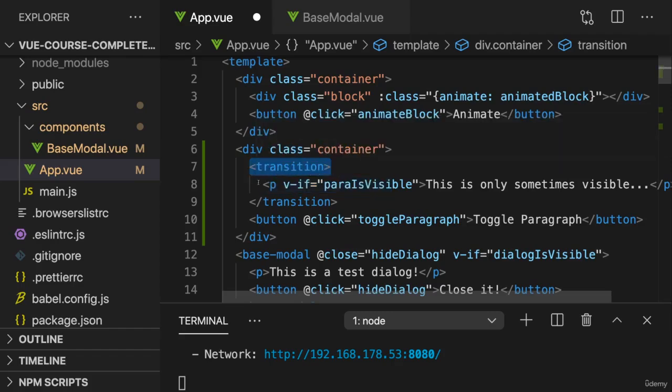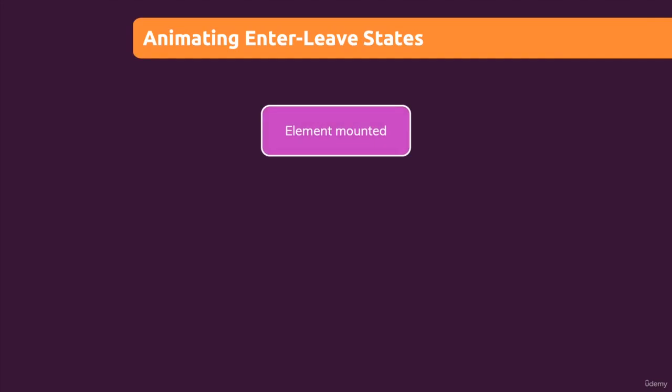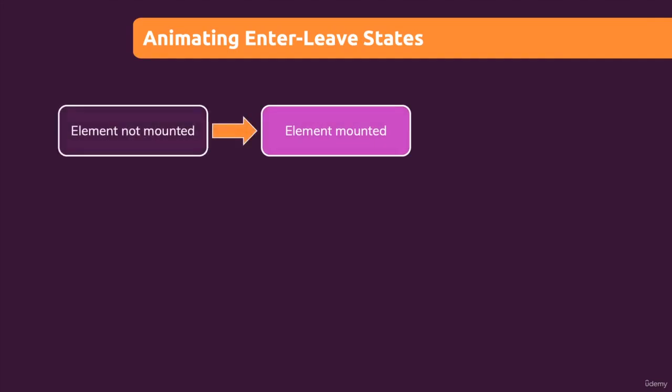Important, transition must only contain one element, one direct child. There is an exception about which I'll talk later, but for the moment, keep in mind that you must only have one direct child in transition. And what does transition do with that wrapped element now? Well, it's this wrapped element which at some point of time is mounted, but which of course in this case also is not mounted initially. It's not always visible on the screen.